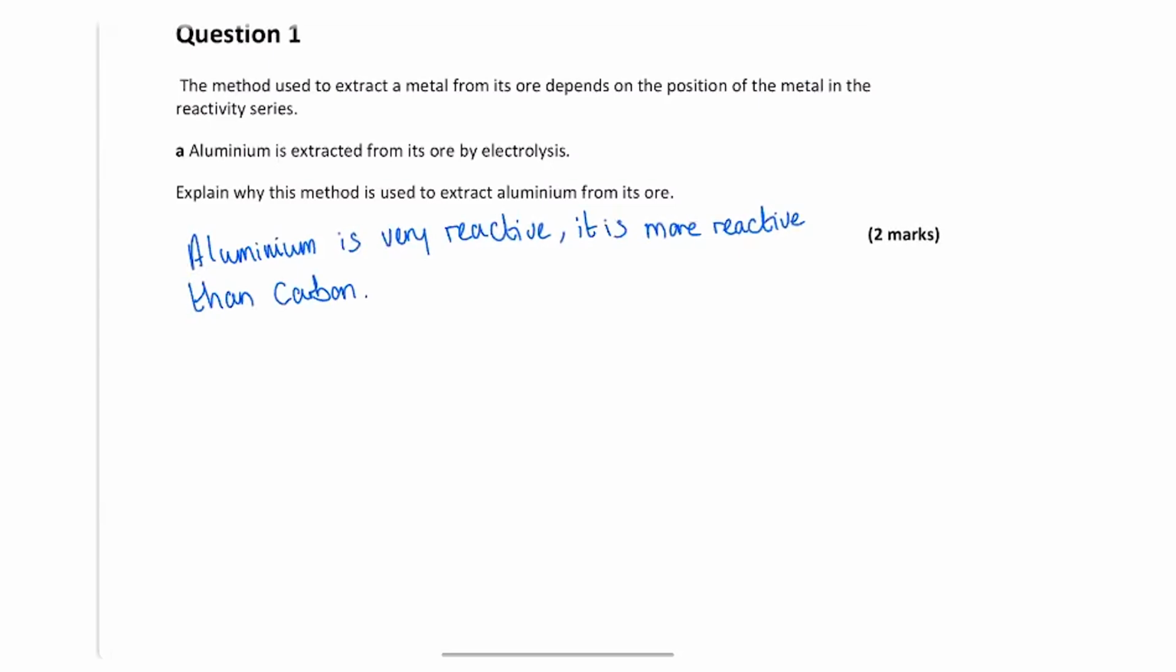And because it is more reactive than carbon, we can't use carbon to extract it from its ore. So it can't be reduced by carbon. We also need to say why we need to use electrolysis. And what is particular about electrolysis is that it requires a lot of energy to separate aluminium from the oxide. So separating aluminium from the oxygen that is in the aluminium oxide ore.